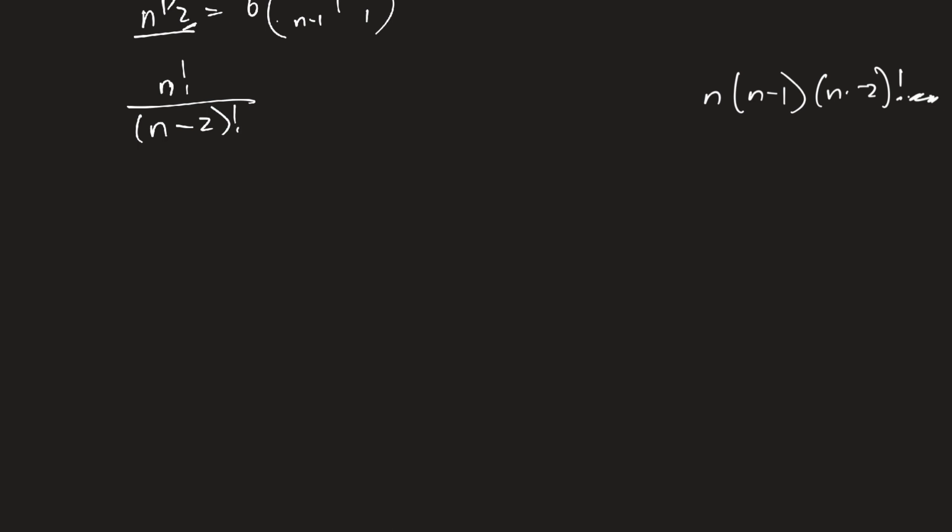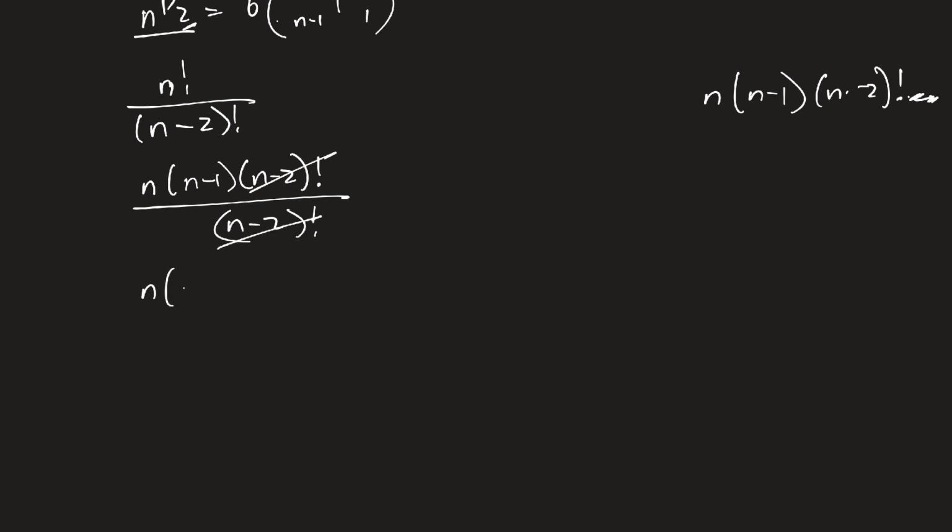But I notice mathematically that on the top I'll have n times n minus 1 times n minus 2 factorial, and on the bottom I have that same thing, n minus 2 factorial. So those two will cancel. On the left, I'm just left with n times n minus 1.